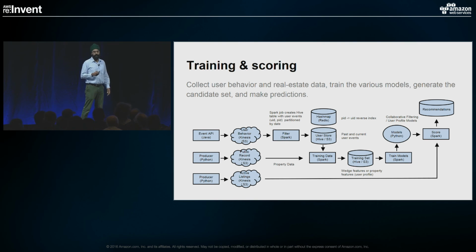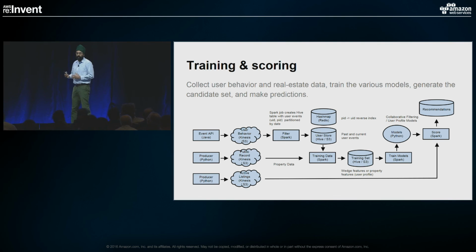Now, here's our training and scoring pipeline. At a high level, what this is all about is taking raw signals and collecting that data, filtering that data to what we care about, and creating the training and scoring data sets, then training your models, scoring your predictions, and then putting it into some data store so you can actually surface those recommendations. So let's go into this a little bit further.